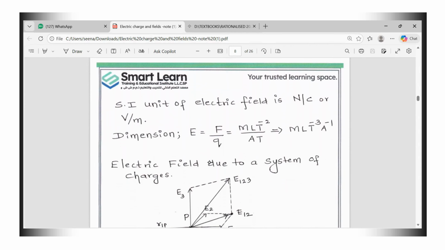Now the dimension of electric field is force divided by charge. So MLT raised to minus 2 is the force. Charge Q is equal to IT, so you'll get it as AT. So this will be the dimension for electric field.